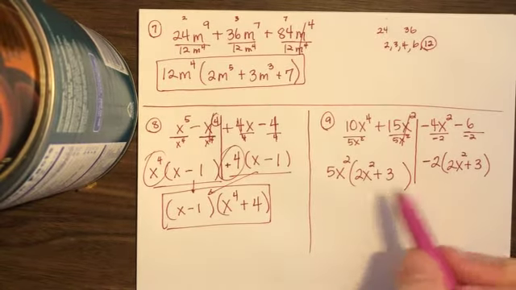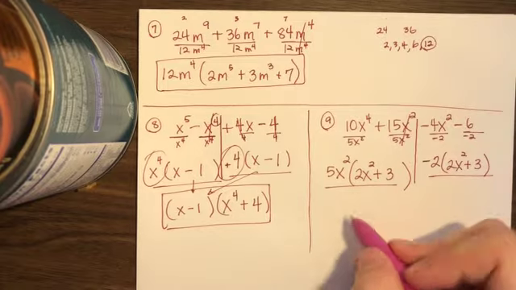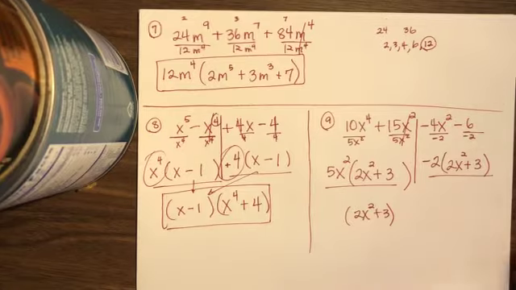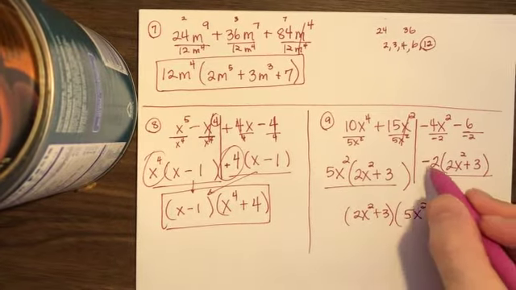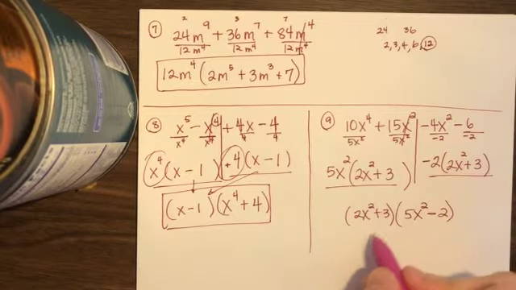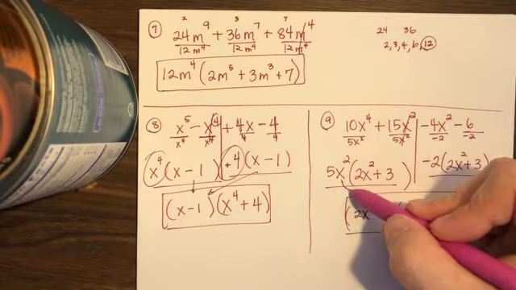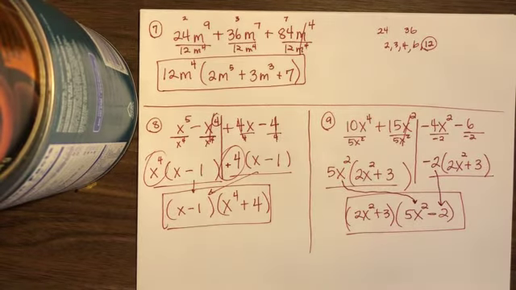Well, looky what we have here. 2x squared plus 3 is in common. So that's what I'm going to write once. And then I'm going to write my leftovers, 5x squared, and this -2 together like so. Right? Okay, so just make sure you understand. 5x squared comes from him, -2 comes from him.